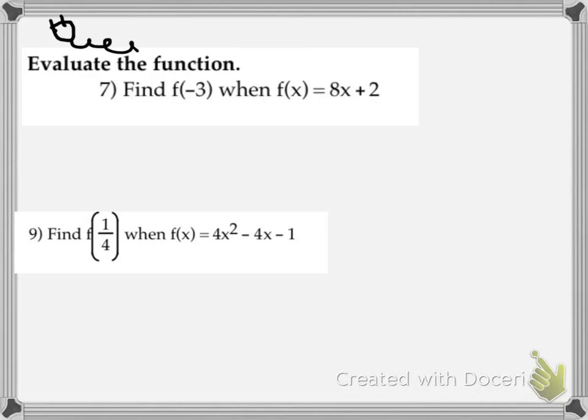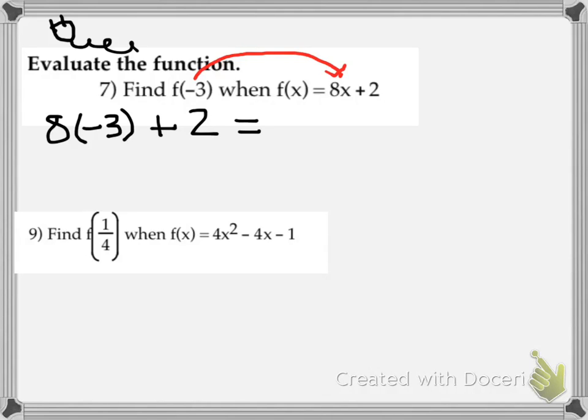plus 2. So what we're going to do is take this negative 3 right here, and plug it in to the function wherever we have an x. So the only place I see an x is right there. Okay, so then that makes it very simple for us. Once I do that, all I have to do is plug in my negative 3. Okay, 8 times negative 3 plus 2.